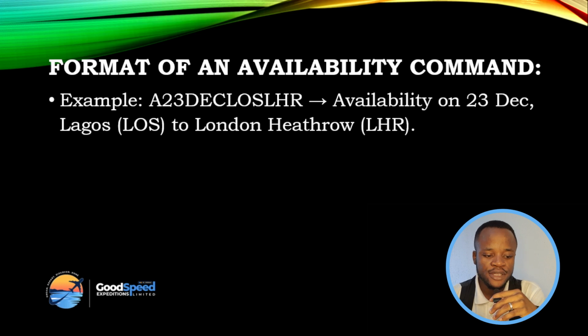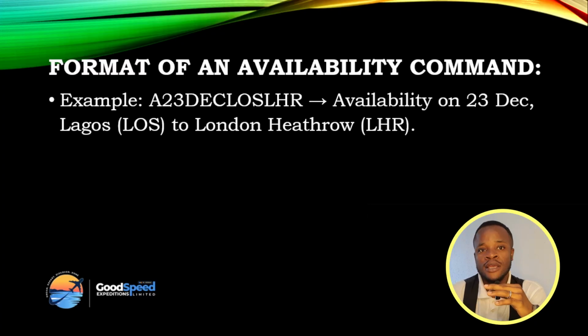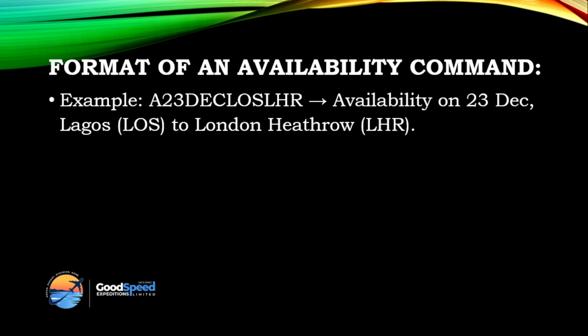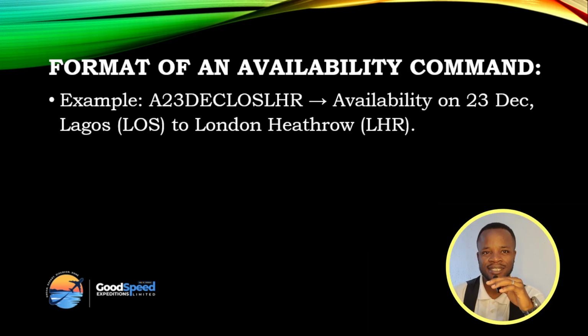Example: Alpha 23 DEC LOS LHR. This looks like coding, right? I know, don't be confused. I'll break it down for you. Now, the A in aviation, we call it alpha, refers to availability. The 23 is the date of travel. The DEC means December. The LOS means Lagos, as I've taught you before, if you go back to our previous lessons. And LHR stands for London Heathrow.